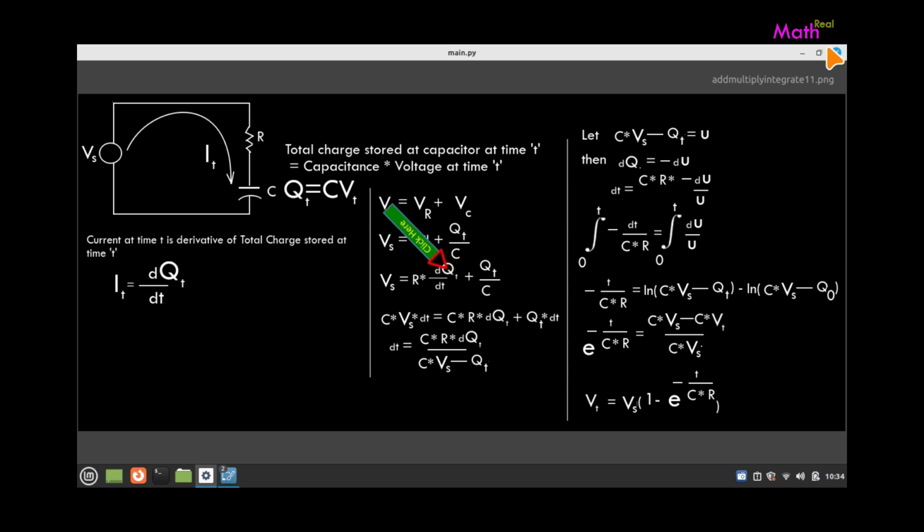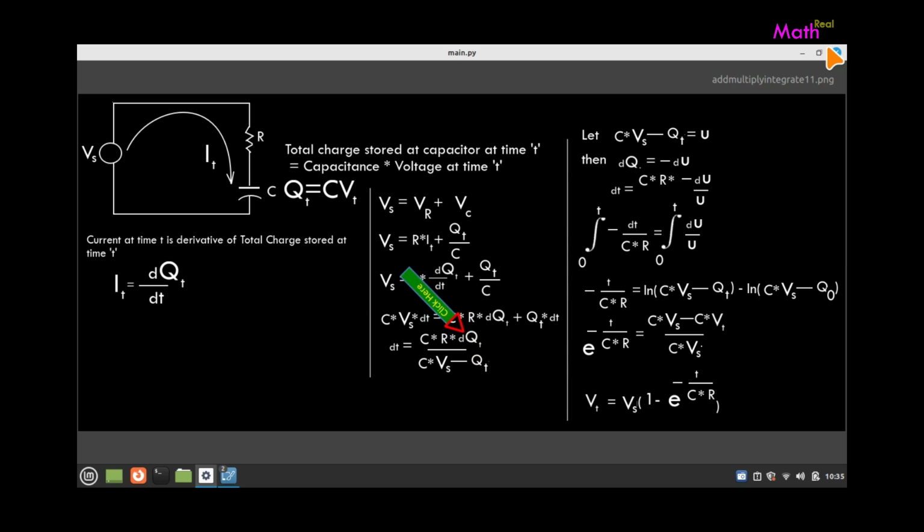Now the current is nothing but dQ(t) by dt, and this is Q by C. This comes to a differential equation slowly. Further we can see C Vs dt equals C R dq plus Q dt, so dt equals C R into dq by (C Vs minus Q). So this is the variable Q and this is the differential. This comes to a pure differential equation.